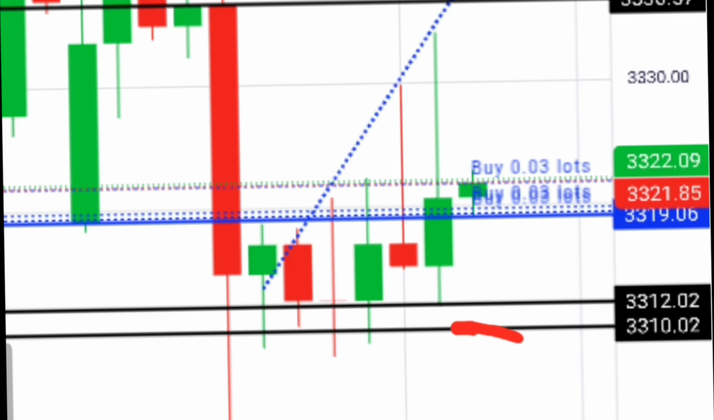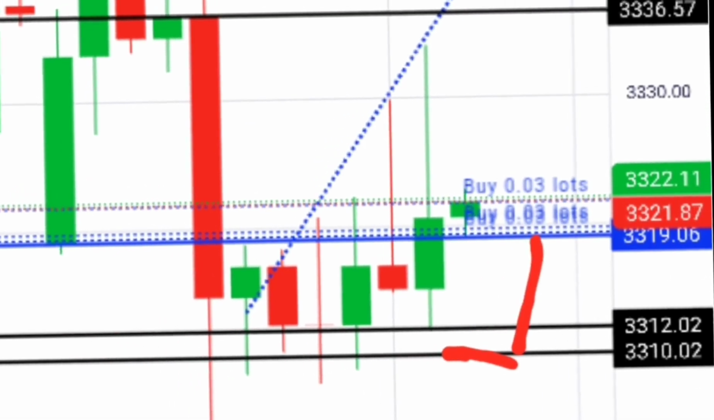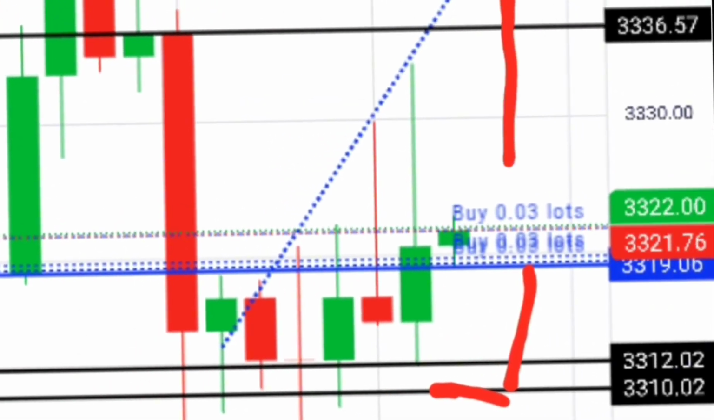Now, the right place to put take profit is two times your stop loss. Whatever you're risking here, 2 times of that is what you should make. Yes. Now, if you consider all of these things together, you will definitely become a profitable forex trader.